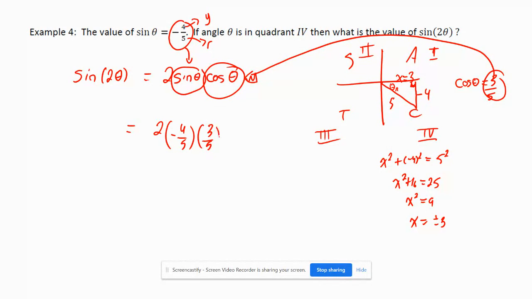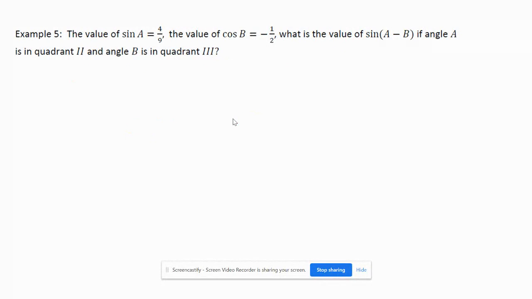So what this answer is going to be is 2 times negative 4/5 times 3/5. This is 2/1. 2 times negative 4 is negative 8 times 3 is negative 24. 1 times 5 times 5 is 25. And this is my exact value for sine 2 theta in this case. Okay.